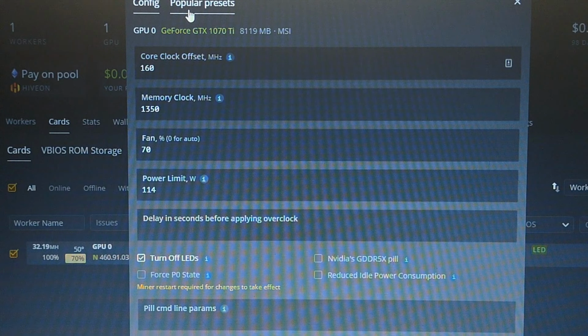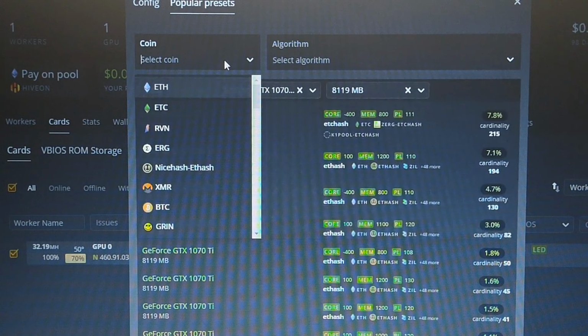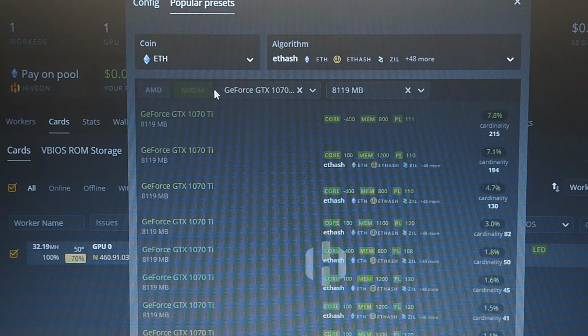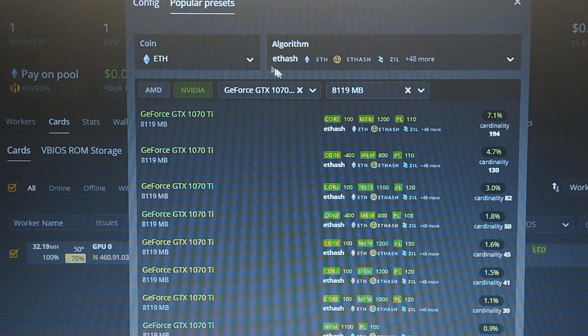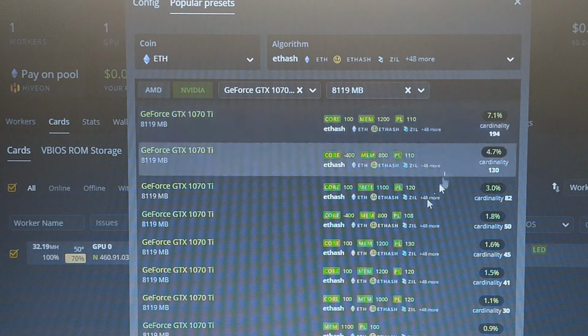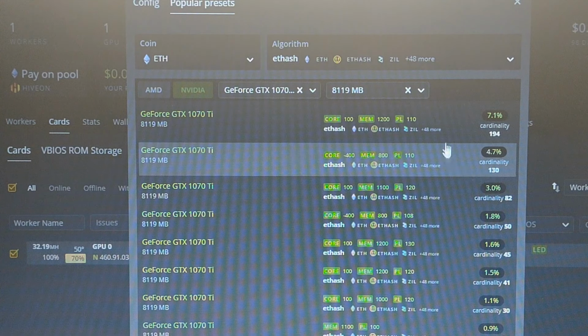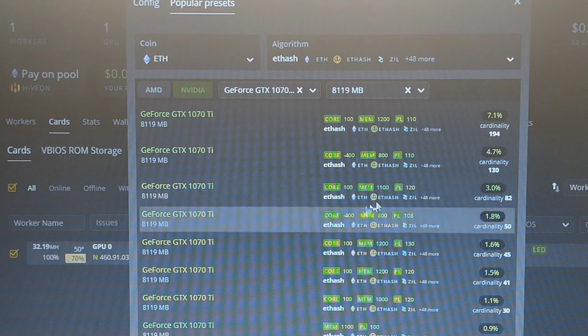And then you guys can tell there's a lot more popular presets for the algorithm that I'm running on, which is Ethhash. So I have got ETH here, and we are looking for Ethhash on the 1070 Ti at 8 gigs. So these are the most popular overclocks. Cardinality is 194, 130. So these are very, very popular overclocks.